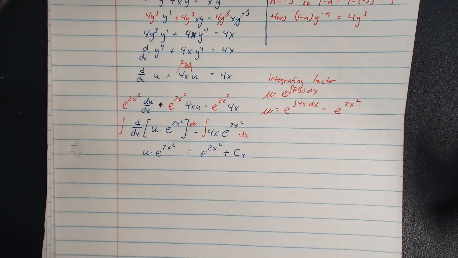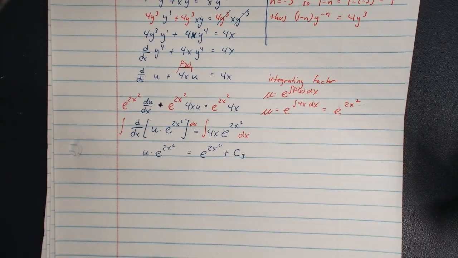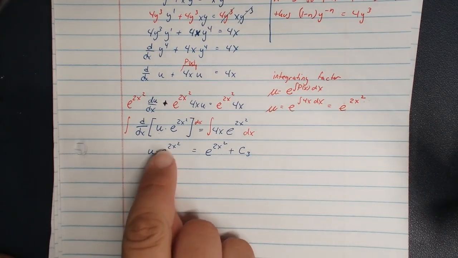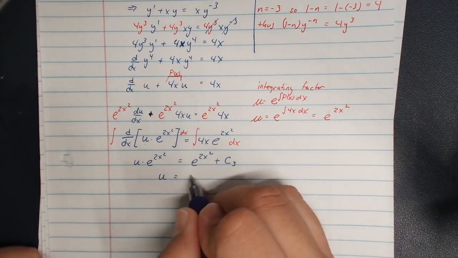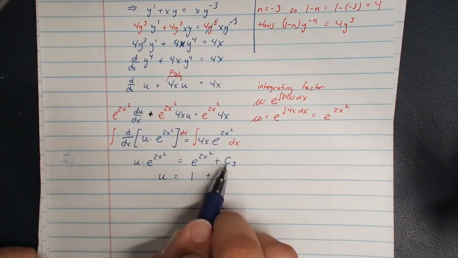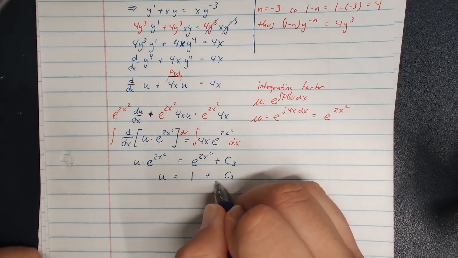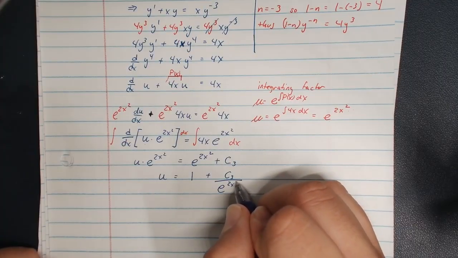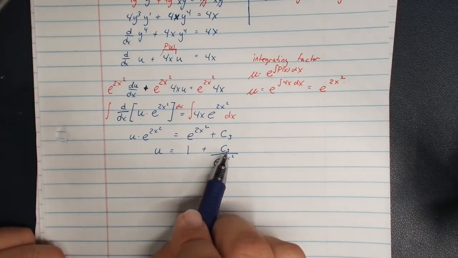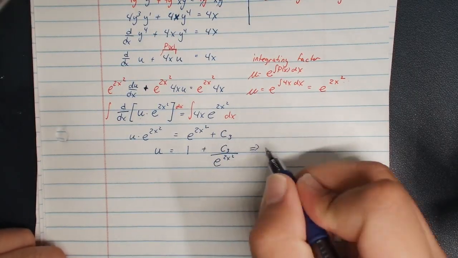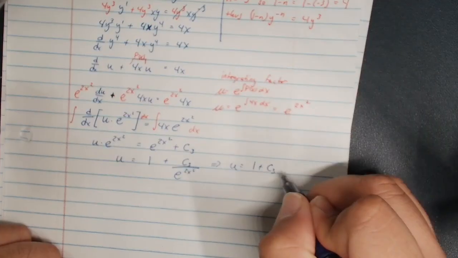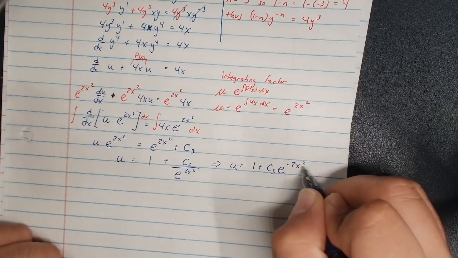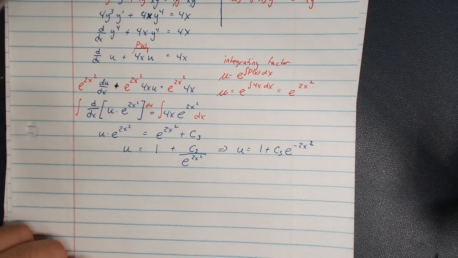Okay, so now I'm trying to solve for u, which means I can just divide on both sides by e to the 2x squared. So I get u is equal to, this divided by itself is just 1, but then I've got c3 divided by e to the 2x squared. I'm dividing by something that has a positive power, so I'll write it as a negative power up on top. I'll write this as u equals 1 plus c3 times e to the minus 2x squared. Having a negative power just brings it up to the top like that.